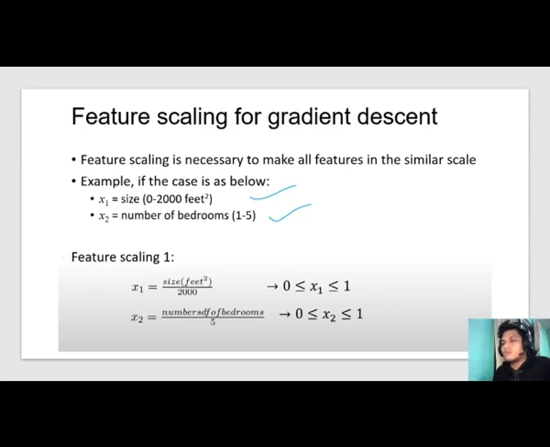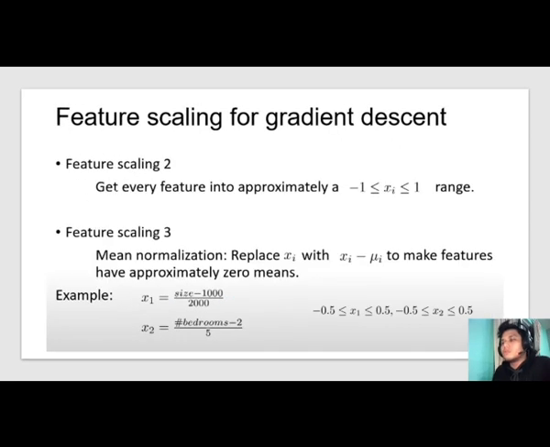There are 3 feature scaling methods. Method number 1: set the range from 0 until 1 using a simple formula. Feature scaling number 2: get every feature into approximately a -1 until 1 range. And feature scaling number 3: mean normalization, by replacing xi with xi minus mu i to make features have approximately 0 mean.